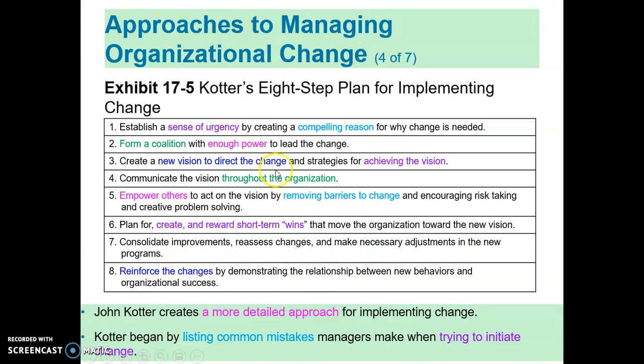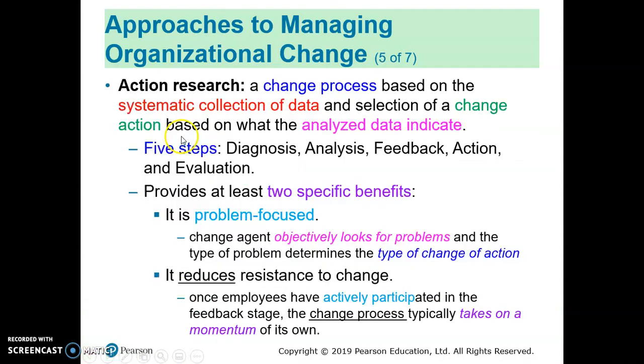So this is quite long. It's quite detailed compared to the other 3-step approaches. John Kotter created a more detailed approach for implementing change. He began by listing common mistakes managers make when trying to initiate change. So this is considered more detailed compared to Lewin's three steps.